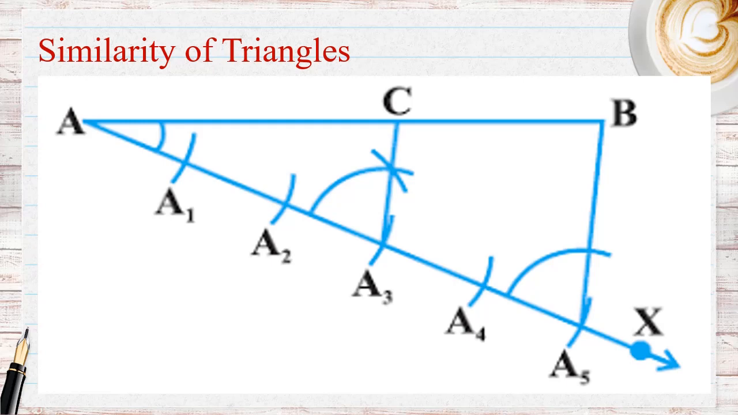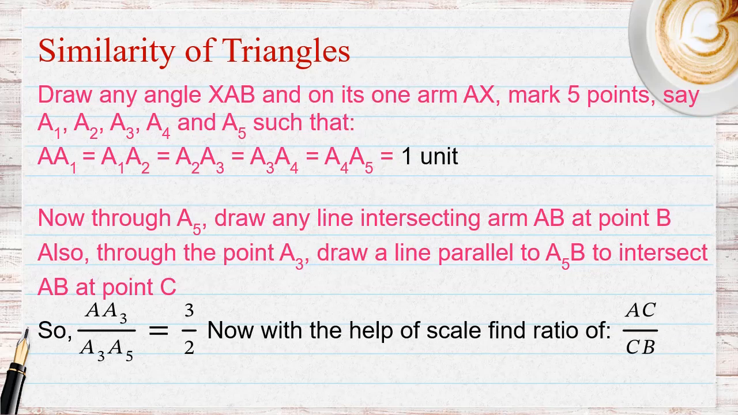Now, through A5, that is the last point, draw any line intersecting arm AB at point B. Also, through the point A3, that is the third point on AX, draw a line parallel to A5B to intersect AB at point C. From the figure, the ratio of AA3 upon A3A5 is 3 by 2. It is clearly visible. Now, with the help of a scale, find the ratio of AC upon CB.